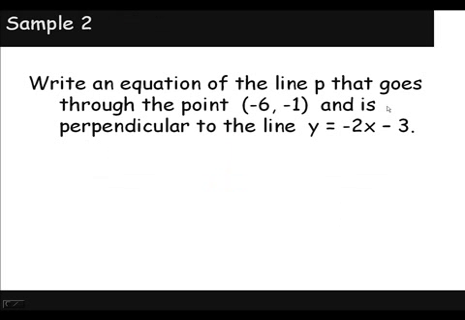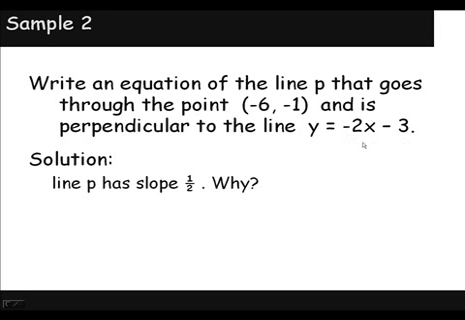Write an equation of the line P that goes through the point negative 6, negative 1, and is perpendicular to the line y equals negative 2x minus 3. The first thing we need to do is find the slope that we need. So if we're going to be at negative 2x here, we're going to have to take the opposite reciprocal of that, which would put us at 1/2. And then we're going to use the point that they gave us, negative 6, negative 1.